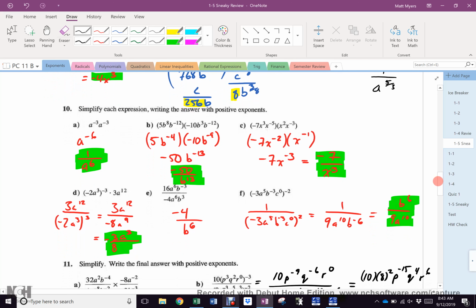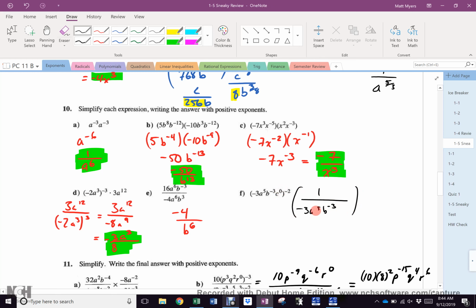Anything from 10? Yeah. Which one? 10F. All right. Since you see a negative there, you know this is all technically over 1, yes? So we flip it. 1 over negative 3a to the 5 b to the negative 3. Do I even care about c? Why do I not care about c? Because it's a 1. And all that is squared.